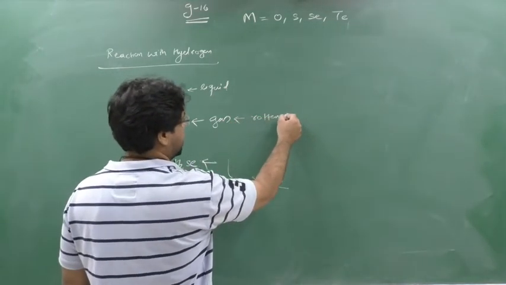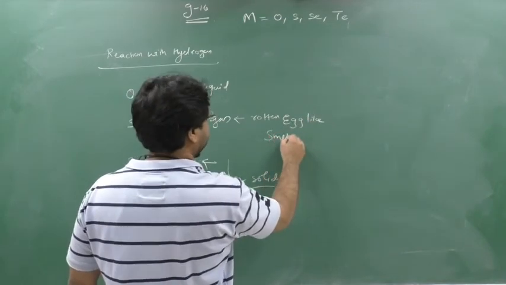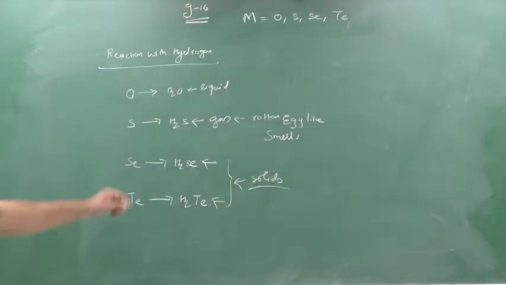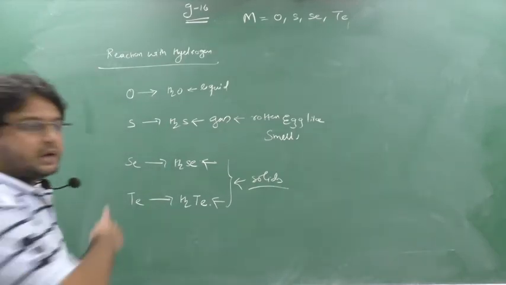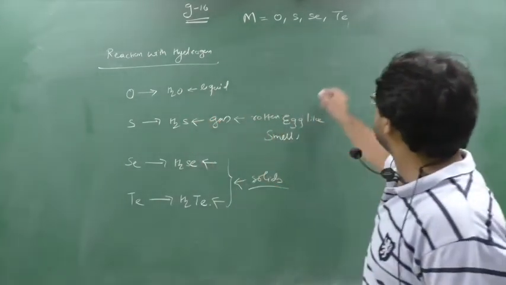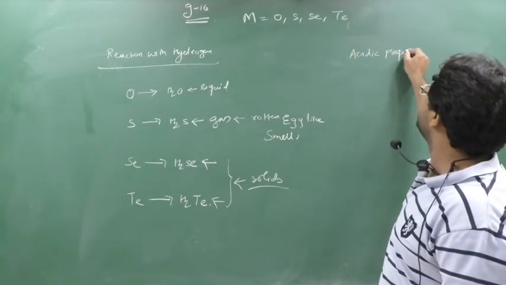This you all know: it has a rotten egg like smell. Clear? Now see here, as we move downside the group, the important property from this topic, the important question, is acidic property. Acidic property is the important question from this.